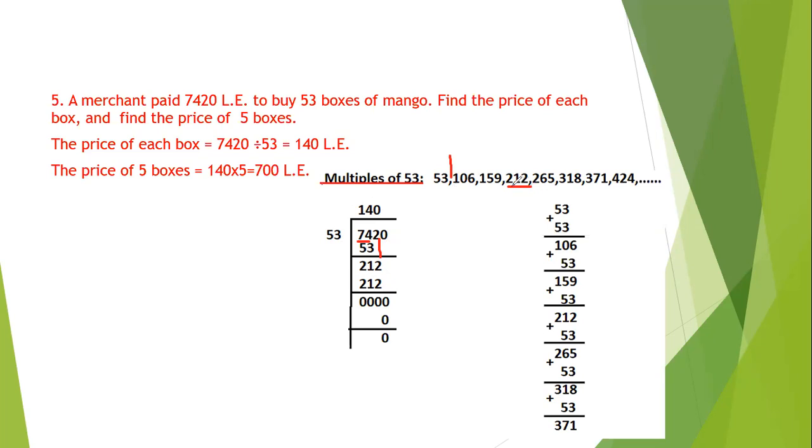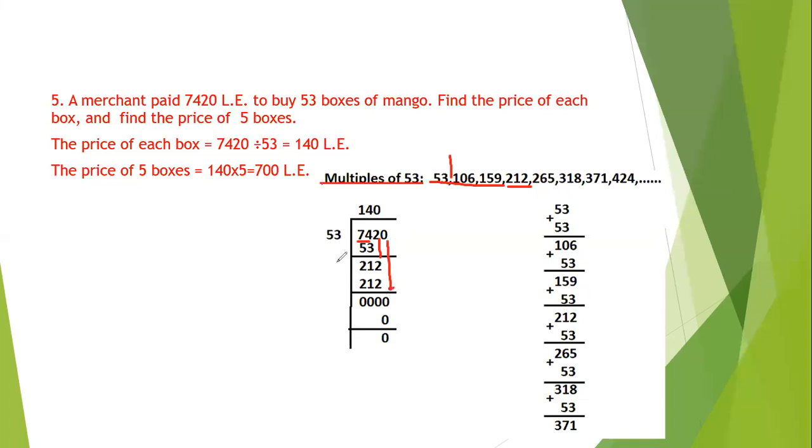When you count how many numbers, you have to count 212. So this is the first multiple, the second, the third, the fourth. 4 times 53 equals 212. When you subtract, the remainder is 0. Get down 0. Don't forget to bring down 0. And repeat the 3 operations on 0.